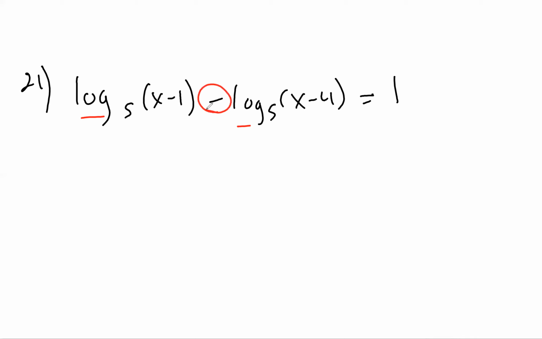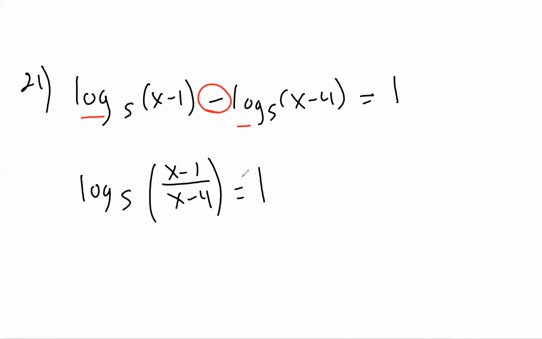And since this is a subtraction sign, what am I going to turn this problem into? Division. And so what's going to happen is I will have log base 5 of x minus 1 on top divided by x minus 4 on the bottom, and that will still equal 1. And so now this part I don't care about right now. I'm focusing on this guy.